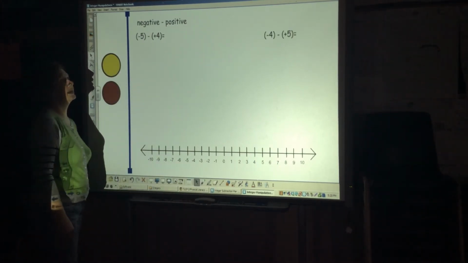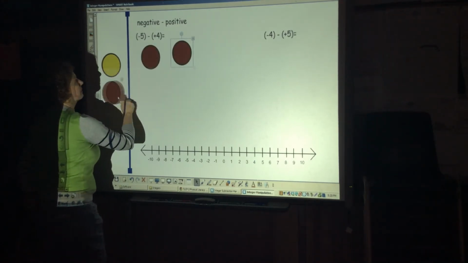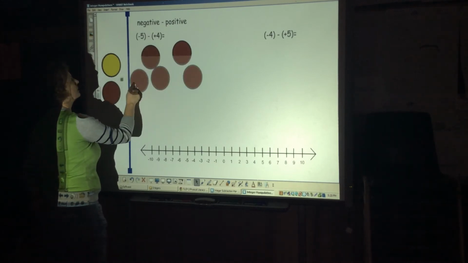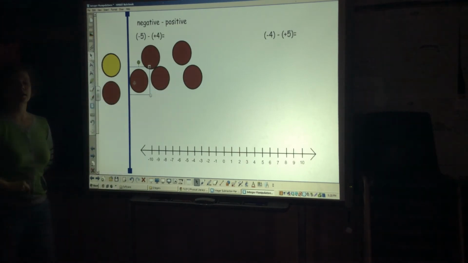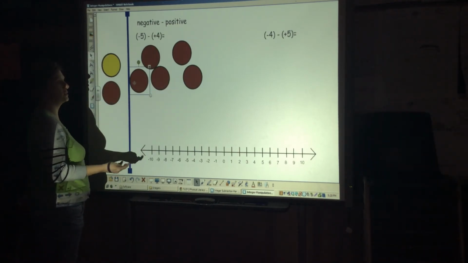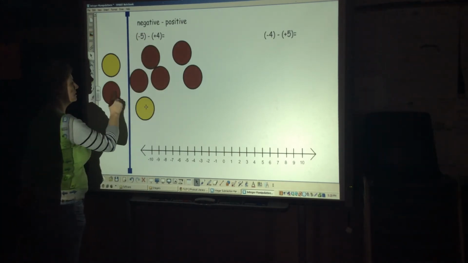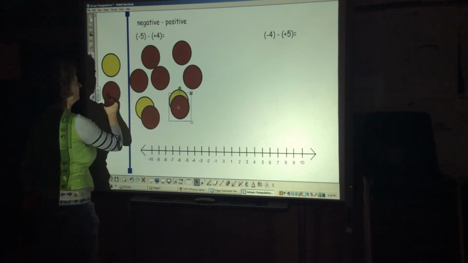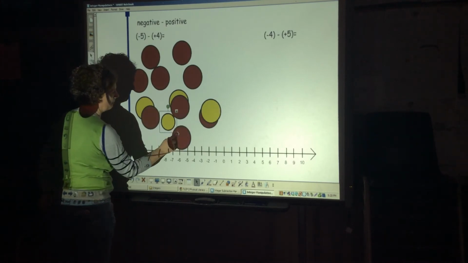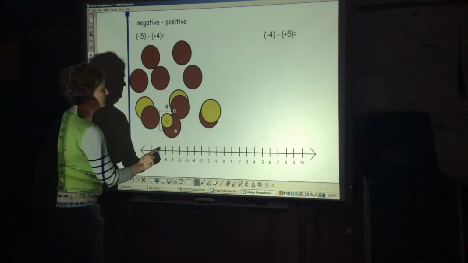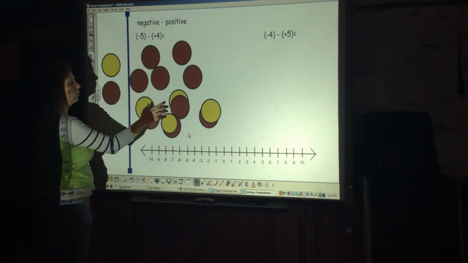Next example, a negative take away a positive. So if I have negative 5, and I want to take away positive 4, I have no positives here to take away. So I need to add some positives. Because I have no positives at all, I know I need to add at least 4 zero pairs. So I'm going to do that first. So there are my 4 zero pairs. Okay, that's all.